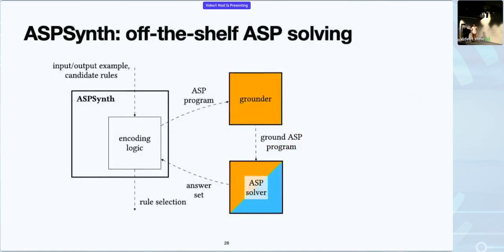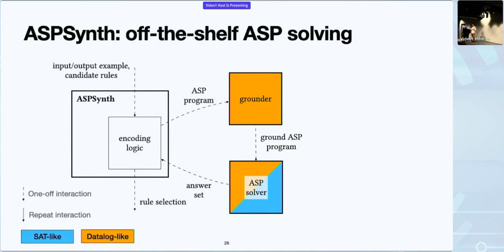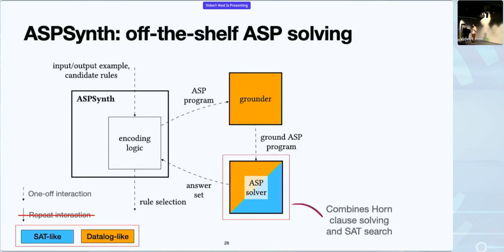So ASP Synth is our tool that uses this encoding. As you can see, this diagram is a lot simpler than the other ones. Why is that? Well, one thing you'll notice is that there's absolutely no repeat interactions happening here. And why is that? Well, it's because our ASP solver is combining in a single procedure stuff that had to be separate before, essentially the SAT-like search along with the Horn clause solving.